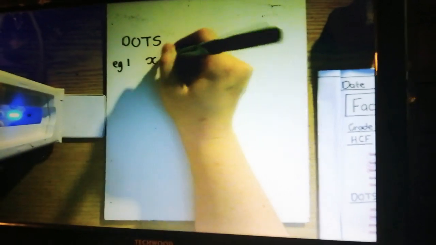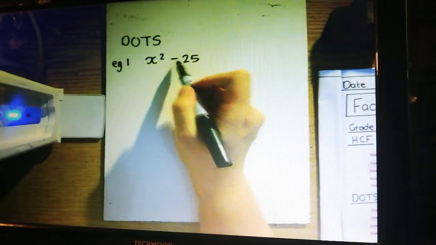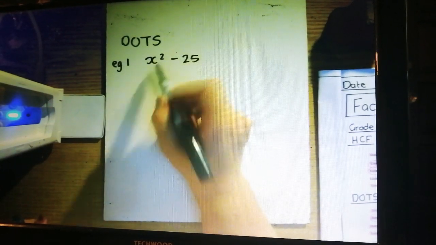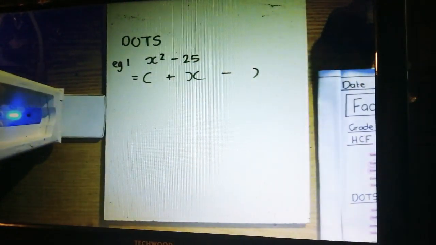And it says x squared minus 25. Two terms with a minus sign between them. This is a perfect square and this is a perfect square because its power is even. What do you do? You open up two sets of brackets and you say plus minus in each bracket.